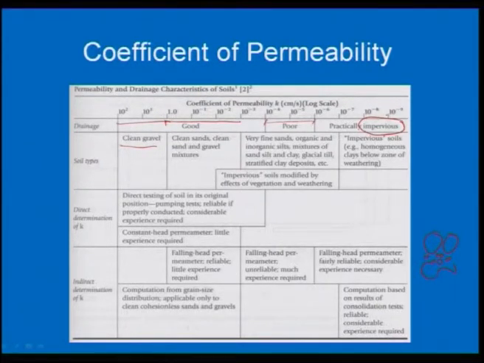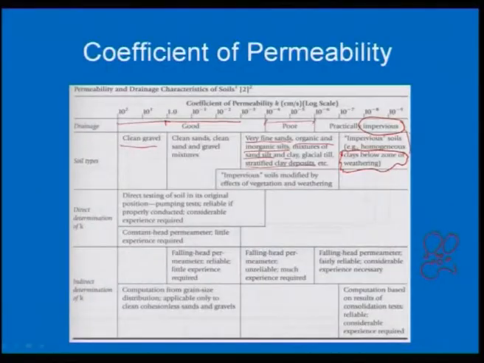Now, very fine sand, organic and inorganic silts, mixture of sand, silt and clay, glacial till, such stratified clay deposits. This range is lying between 10 to the power minus 3 to 10 to the power minus 7. And impervious soils, particularly clay below the zone of weathering. If I can say clay soils below the zone of weathering, this is particularly impervious, that means permeability is not practically possible.